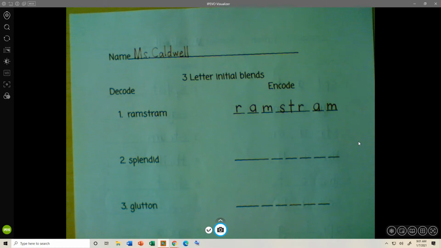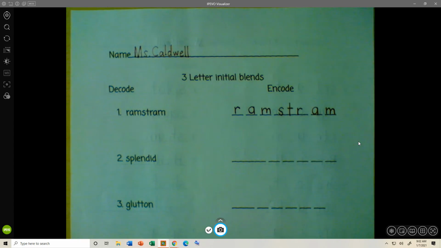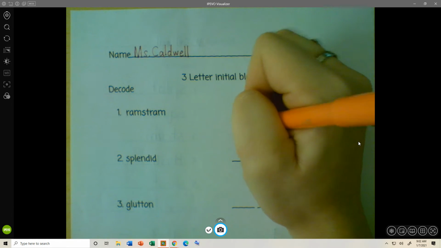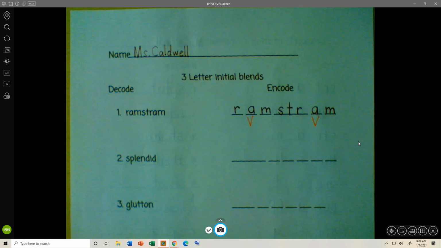Okay? So, I believe it was Gianna that told us we're going to find our vowels. So we're going to start by finding our vowels. Who can tell me what are the vowels in this word? Paige. A and A. Good. She says A and A. Now what do we need to do?